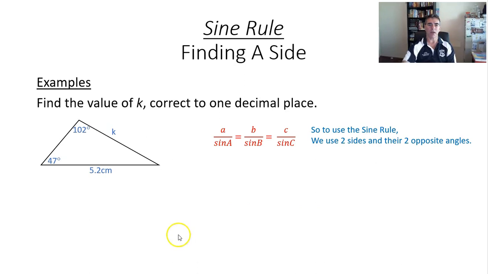Okay, so now we're going to have a look at an example on how we use the sine rule. In this example, we're going to find the value of k, correct to one decimal place. So let's work through it.